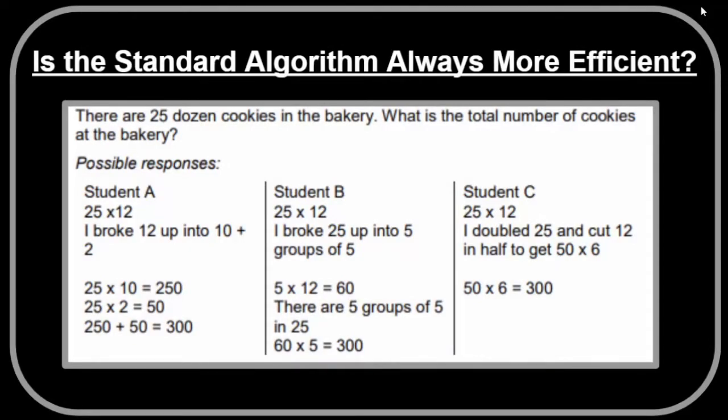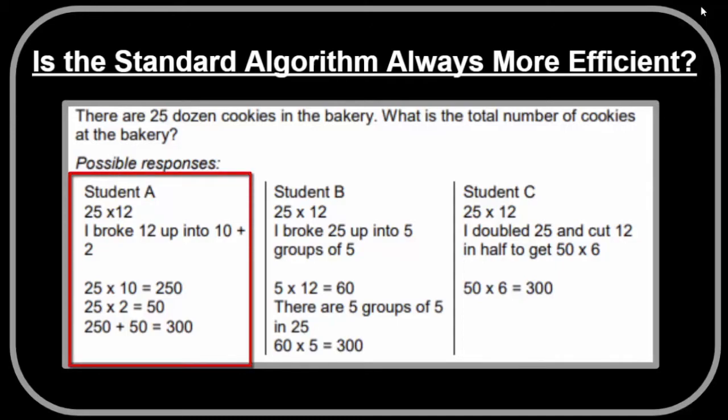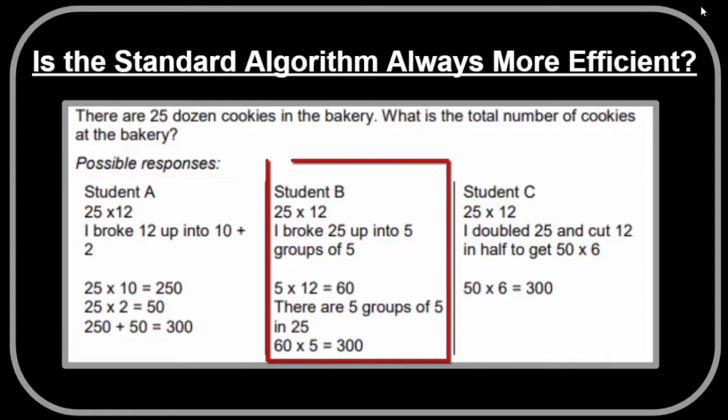In this example, there are 25 dozen cookies in the bakery. What is the total number of cookies at the bakery? Student A broke the 12 up into 10 and 2. 25 times 10 equals 250, and 2 more groups of 25 equals 50. While student B decided to decompose the 25 into 5 groups of 5. 5 times 12 equals 60. Then 60 times 5 equals 300.